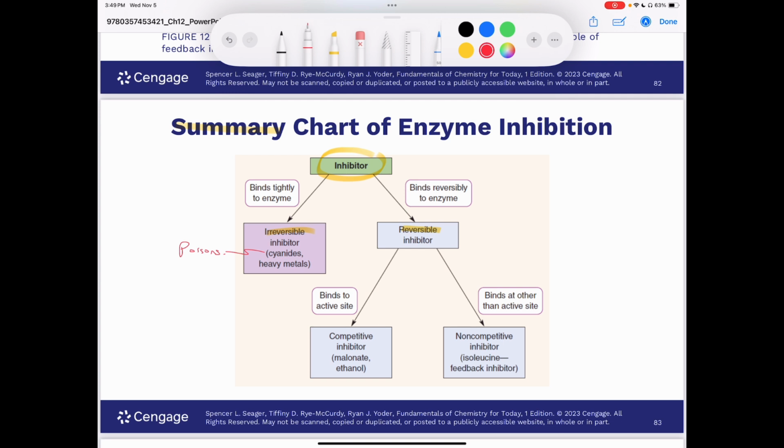Then if we have a reversible inhibitor, it's going to be in equilibrium, right? We're going to bind and then it's going to be released as well. And so if you have a reversible inhibitor that binds to an active site, we say it's competitive. It's a competitive inhibitor, right? Because it's fighting for the same active site where the substrate would bind. And if it's non-competitive, well, that means it's binding at some kind of allosteric site, where it's not the active site in the enzyme.